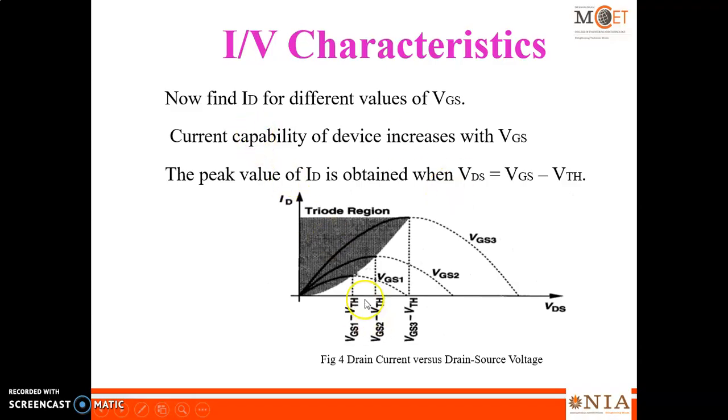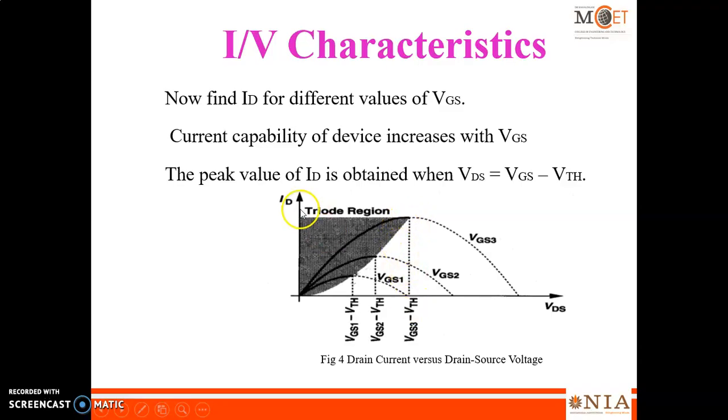Okay, so observe this particular graph. Here I am substituting the VGS first value, then the second value, third value. Similarly I go on substituting my gate to source voltage. Now you analyze this drain current. This is my drain current for this particular gate source value, and this is my drain current for this VGS1, and this is my drain current for this VGS2.